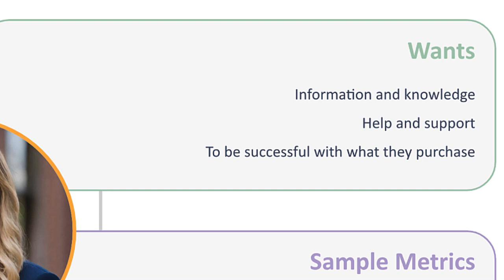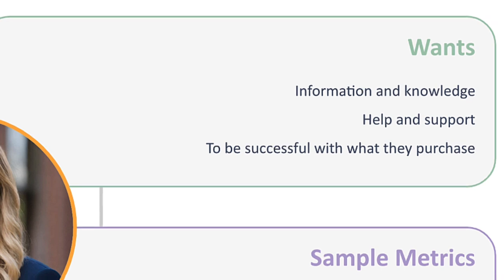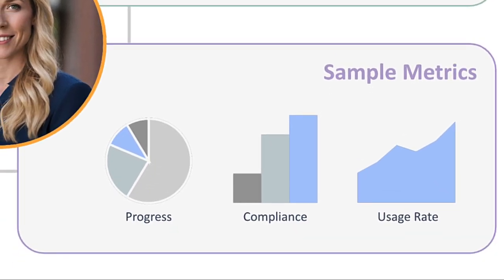Jordyn wants information and knowledge. She wants support from your organization. Ultimately, she wants to be successful. Jordyn wants to see her progress, whether through traditional learning or consuming content. She needs to ensure she is in compliance with certifications, and she wants to see usage rates increase.